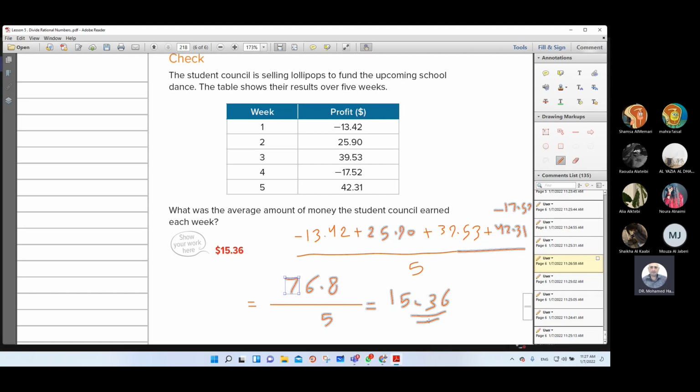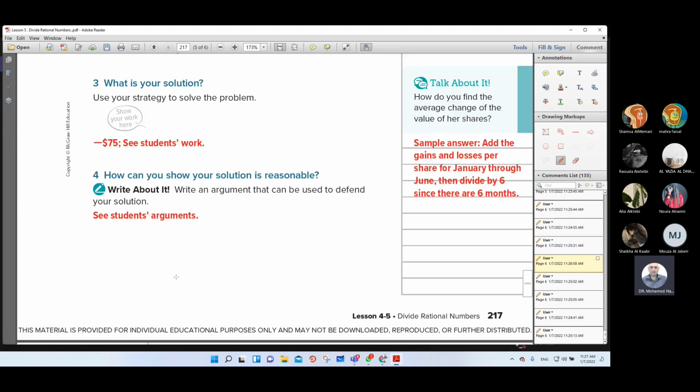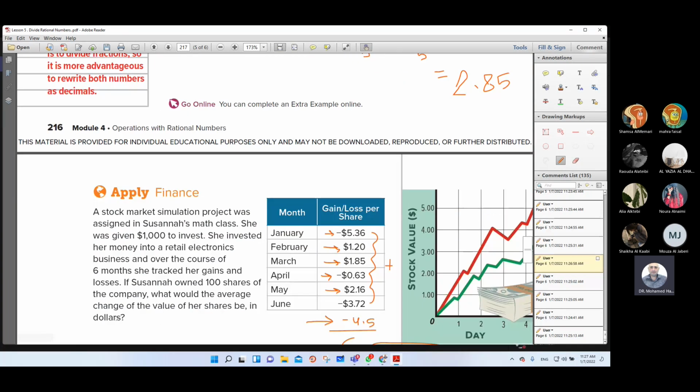Who has any question about these ideas? Is it clear for all? Yes. No questions?